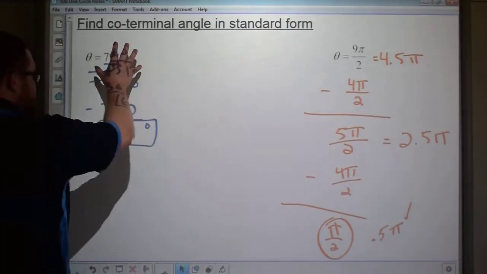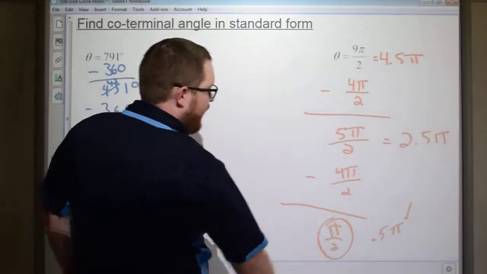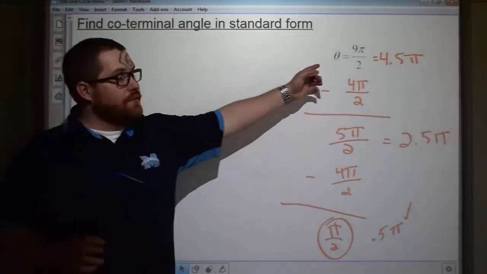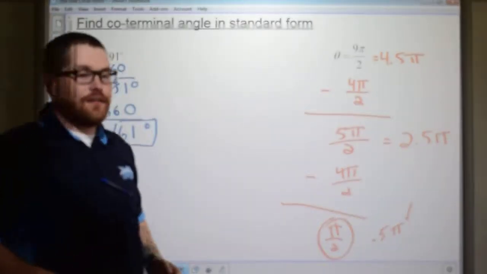So, I subtracted 360, I subtracted 2 pi until I got something that was between the points I wanted. What if I would have started with negative numbers? Well, then I would have added until I got to what I wanted.